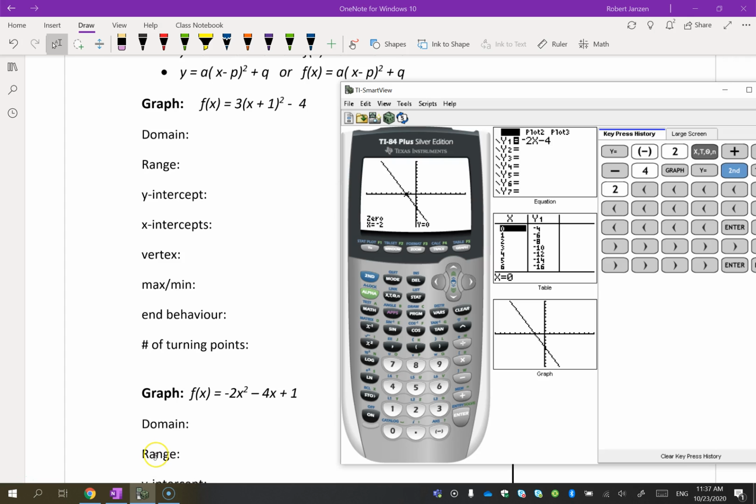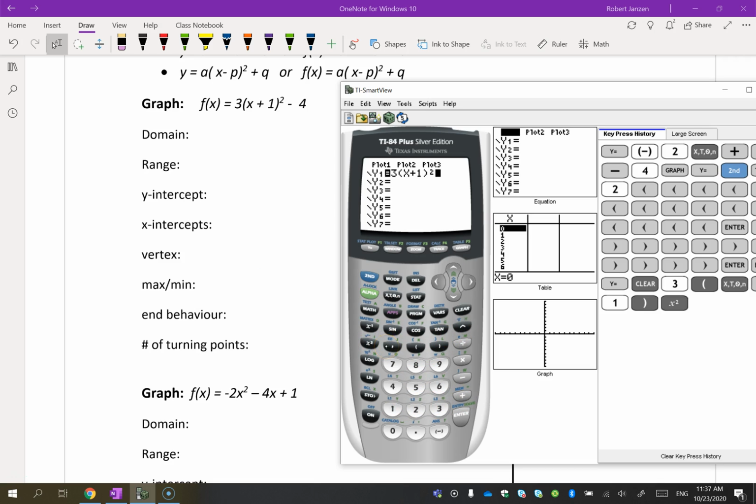Let's grab our calculator here and graph this. 3 bracket x plus 1 squared minus 4. And we'll graph. Okay, now if by chance you don't see that graph, you're going to have to adjust your window, but typically if we go to a standard window, which is what it's usually set on, that's what's going to show up.